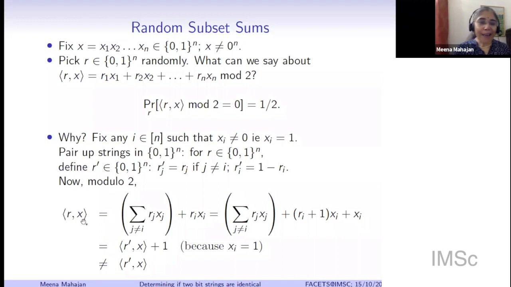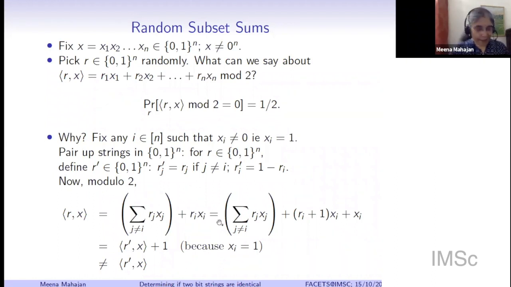That means if Rx is odd, R prime X is even. If Rx is even, R prime X is odd. What have I done? I've taken all the random strings and paired them up perfectly. And I put all the ones which yield Rx odd on one side. Each one of them has a matching R prime where R prime X is even. So half the random strings are giving Rx odd and the other half are giving Rx even.